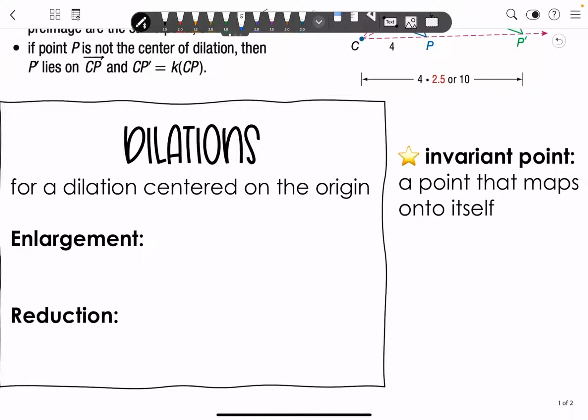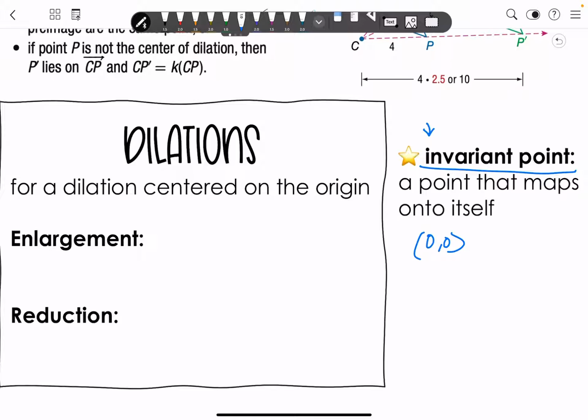All right. This word is new for you guys, invariant point. That's a point that maps onto itself. Pretty much when you apply a dilation or any transformation, it ends up becoming that same point it originally was. So that's kind of a cool little side note. Usually that can be something like 0, 0, the origin, but it can also be different points from time to time.